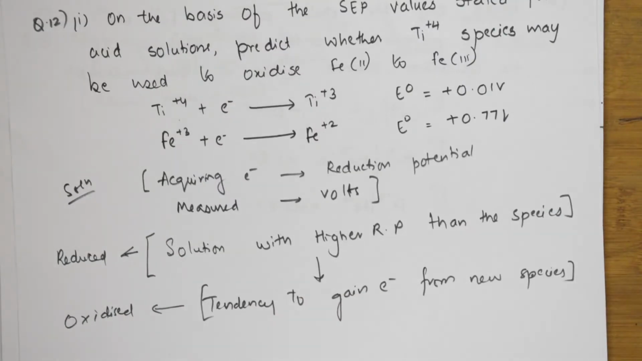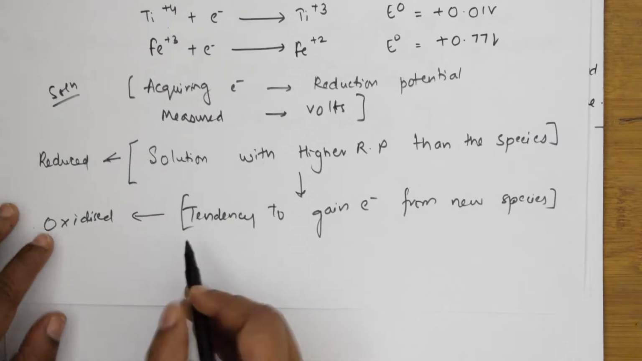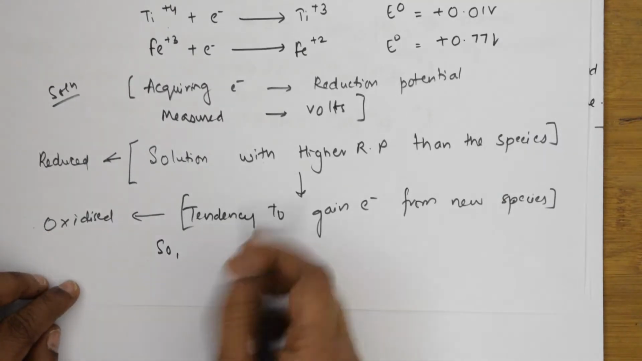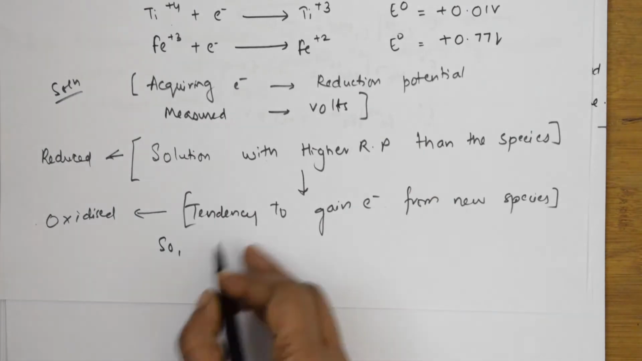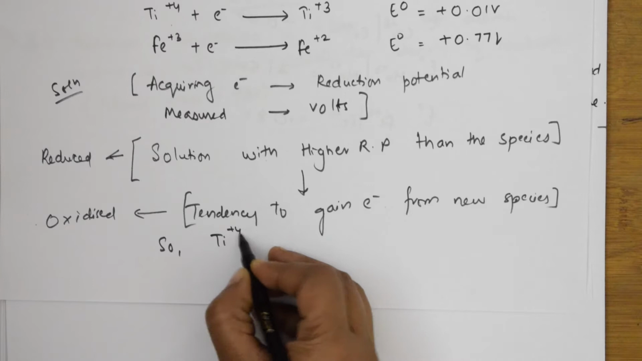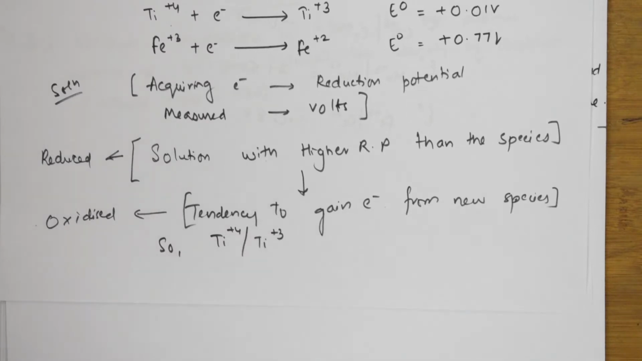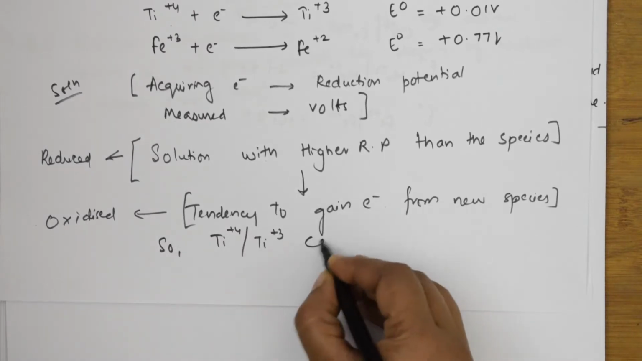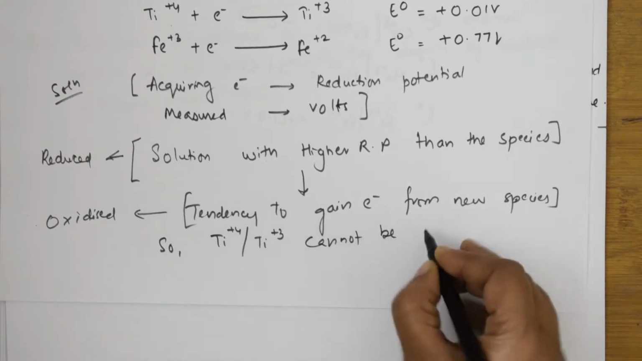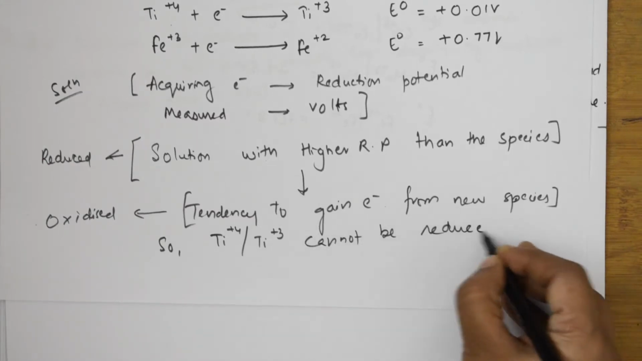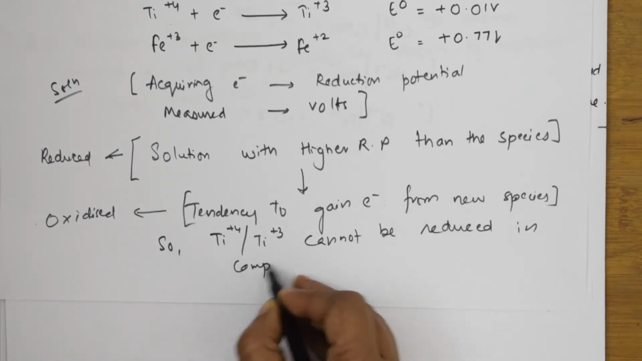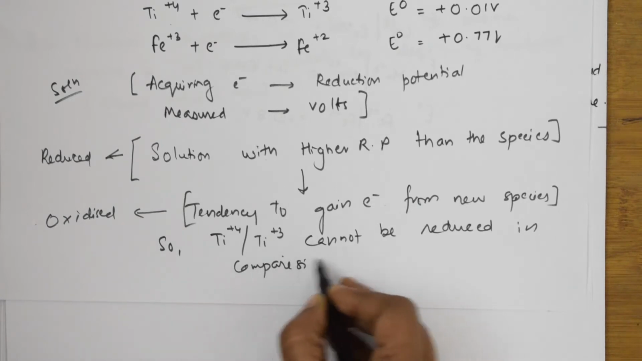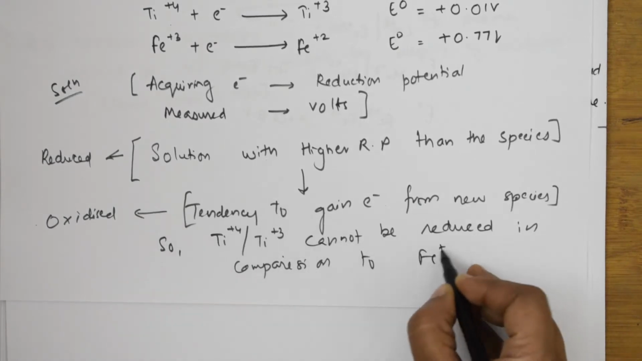So what is the concept? You should simply write in the answer. Because Ti+4 doesn't have a higher reduction potential, you write that Ti+4 to Ti+3 cannot be reduced in comparison to Fe+3 to Fe+2.